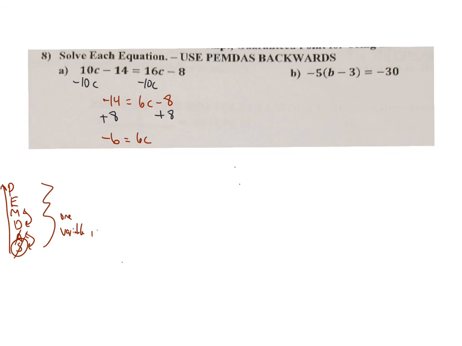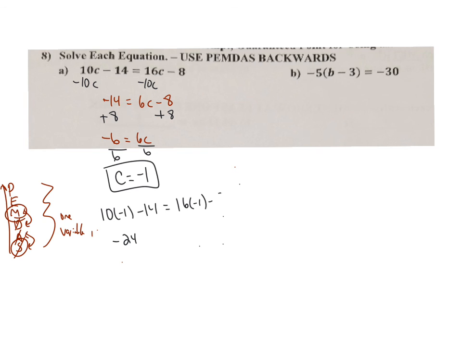Right? There is no more subtraction, there is no addition, there's no division, there's multiplication. How do I get rid of multiplication? Well, I just divide both sides by 6. I get c, I just wrote the c on the left, equals negative 1. Now you can always plug that back in to check your work. 10 times negative 1 minus 14, I get minus 24. That should equal 16 times negative 1 minus 8, which is negative 24. So it's correct. That's how we check our work.